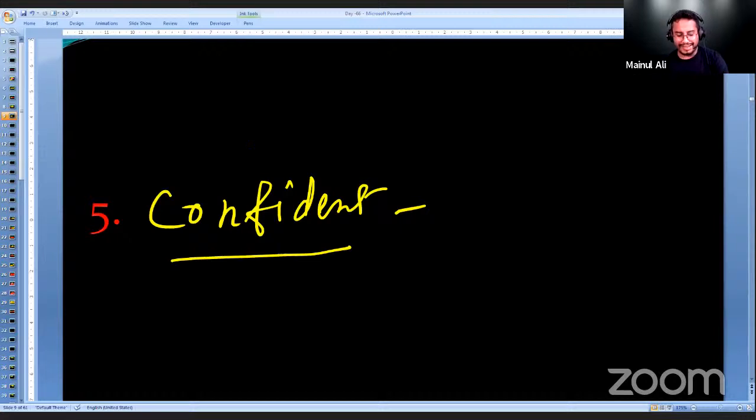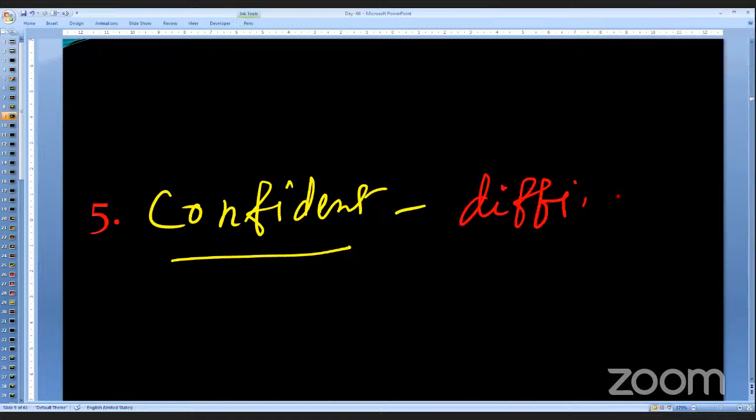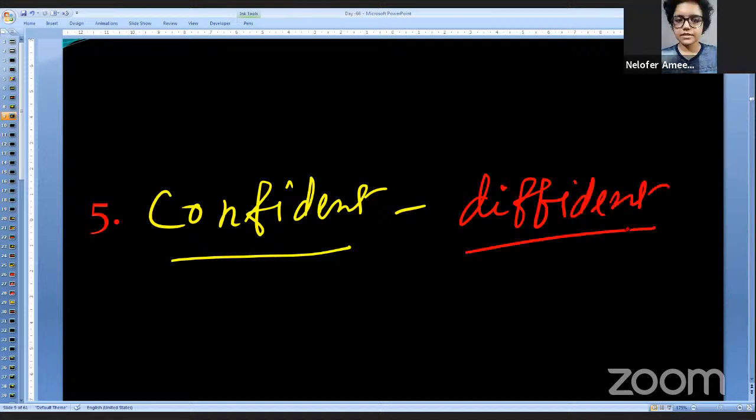Okay, then please clap for Krishnami Gogoi. Congratulations, Krishnami. It's called diffident. The exact opposite word for confident is called diffident. Thank you, Krishnami. Write it down.